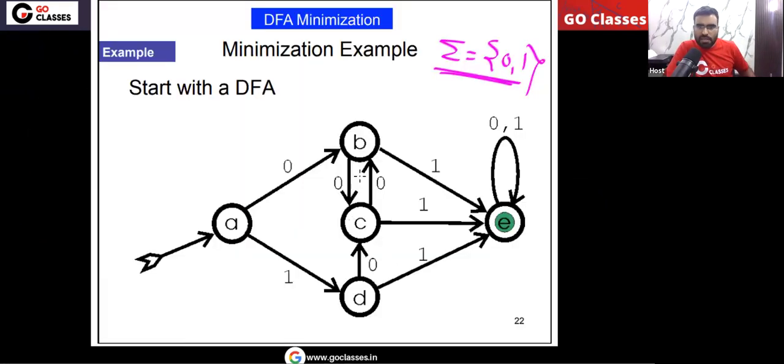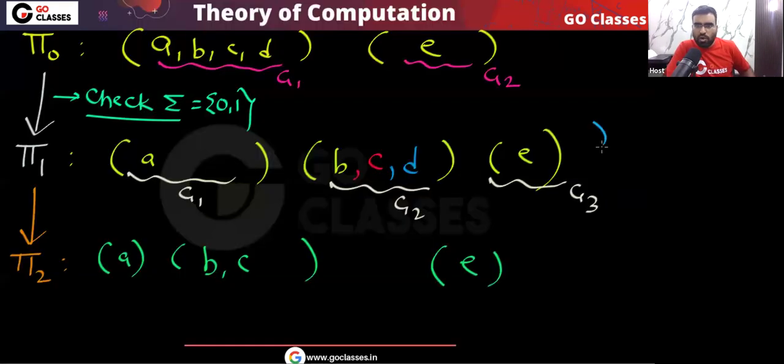And on 1, where are they going? BD on 1, they are going to group 3. So I can say that they also will be together. Yes or no? Is this clear? Please let me know. So you can see, BC will be together definitely, and BD also will be together.